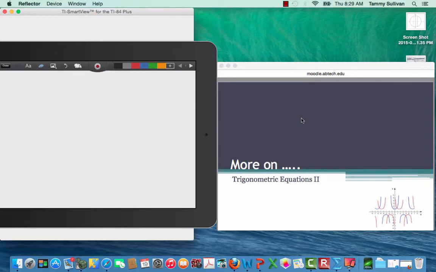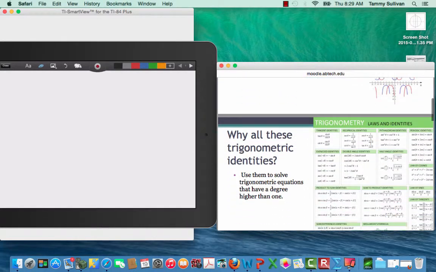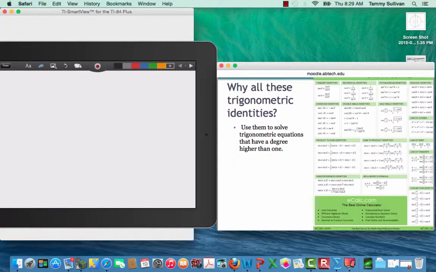So we're going to do some more practice on some trigonometric equation examples. So here's a screenshot from online of all the different trig identities that we've covered, and the whole purpose of covering these identities is so that we can use them to solve trigonometric equations. And also later on in Calc 2 you'll use them to help you do other things.